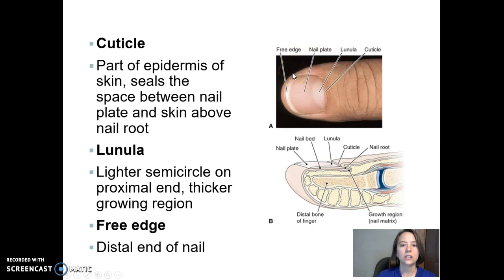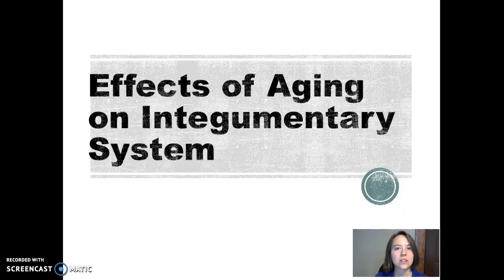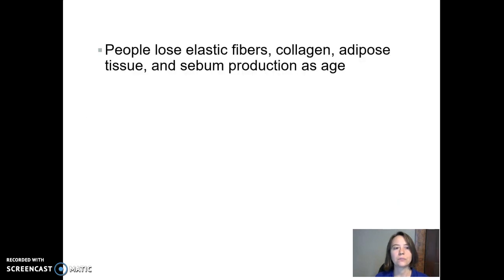So you should have made a drawing with all of the terms labeled. If you would like to make this lower drawing, this cross section, you may do that, but you don't have to. So those are the accessory structures of the integumentary system. Next up, we are going to talk about the effects of aging on the integumentary system.